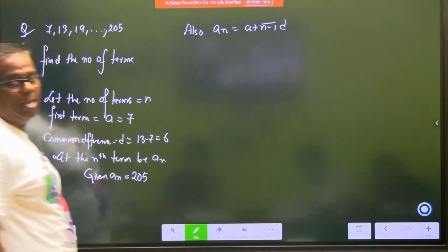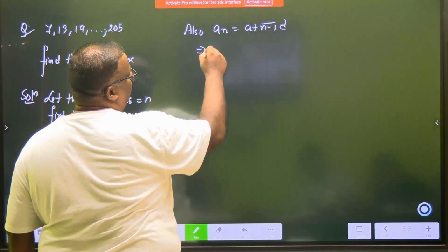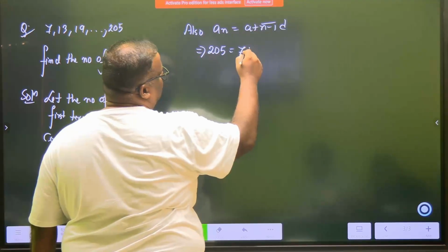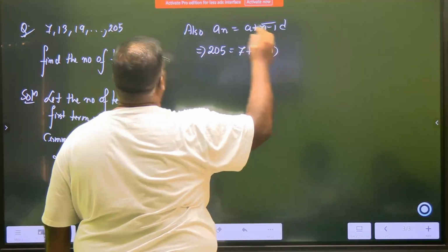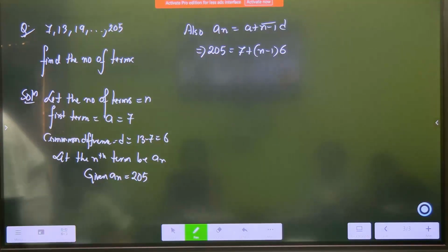Now your equation is up. What is the value of an given to you? 205. This should be equal to a. What is the first term? 7 plus n minus 1. I don't know. And d is how much? You just calculated 6. Now can you calculate the value of n? Very easy.